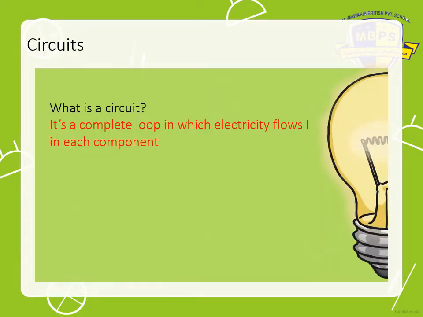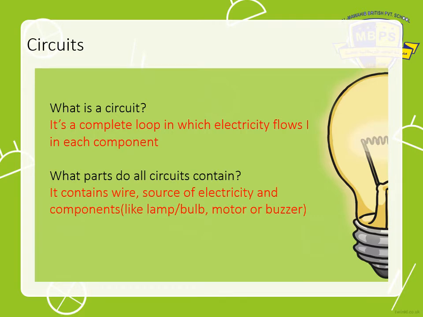Okay. So what are circuits? It's a complete loop in which electricity flows through each and every component. And what parts do all circuits contain? They contain a power source, wires and components like lamp, bulb, motor and buzzer. Now, the real question is, can you draw a circuit which includes a bulb?